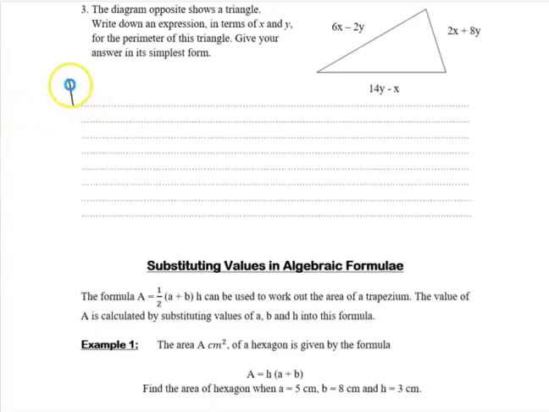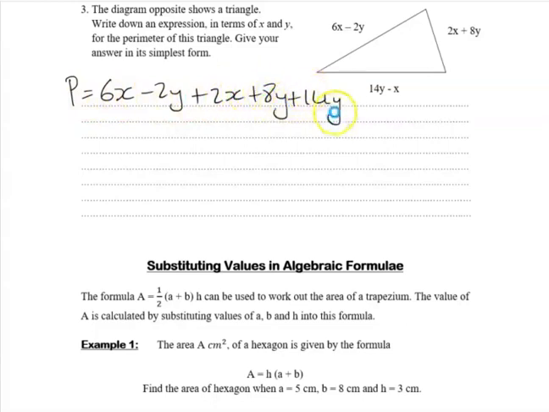So to work out the perimeter of any shape, all we do is add up all the sides. So we're going to do 6x minus 2y plus 2x plus 8y plus 14y minus x. Now 6x plus 2x is going to give us 8x. 8x minus x is going to give us 7x. Minus 2y plus 8y is 6y. 6y plus 14y is 20y. And that is the perimeter of this shape.